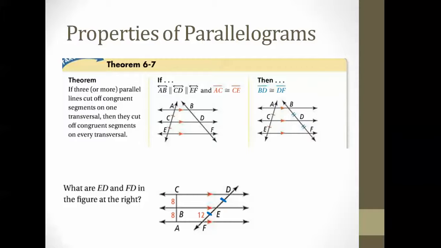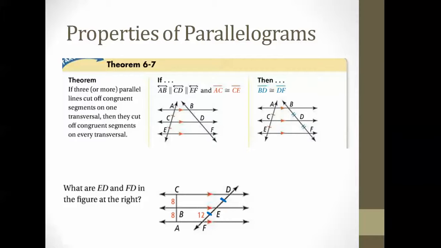Alright, here's our last property. If 3 or more parallel lines cut off congruent segments on one transversal, then they cut off congruent segments at every transversal. So take a minute, just look at that figure. You see you have 3 parallel lines, you have a couple transversals. The segments that run between the parallel lines on the transversal are going to be congruent.